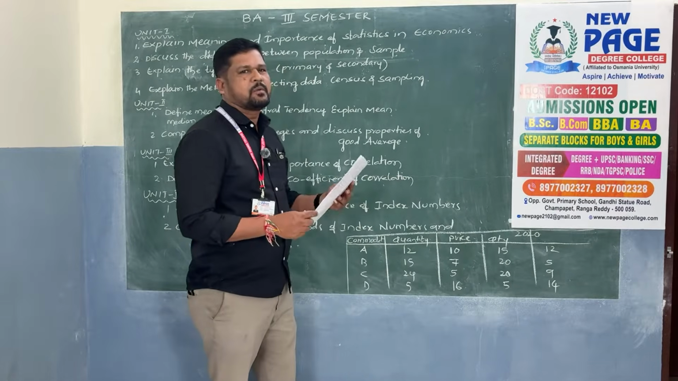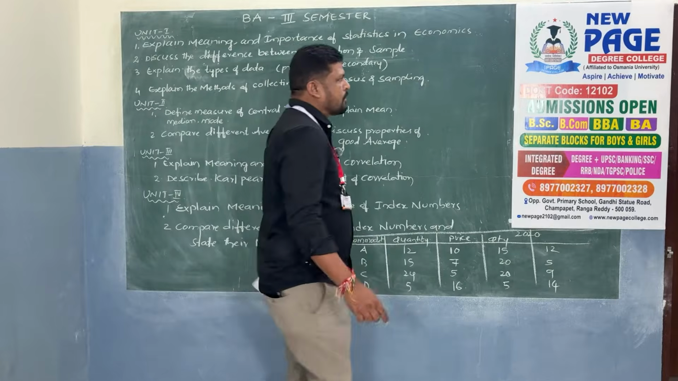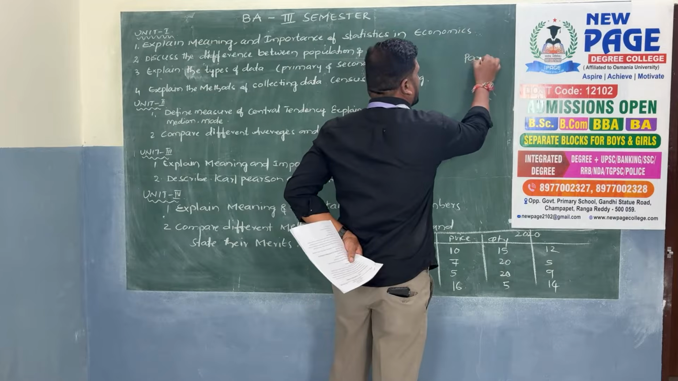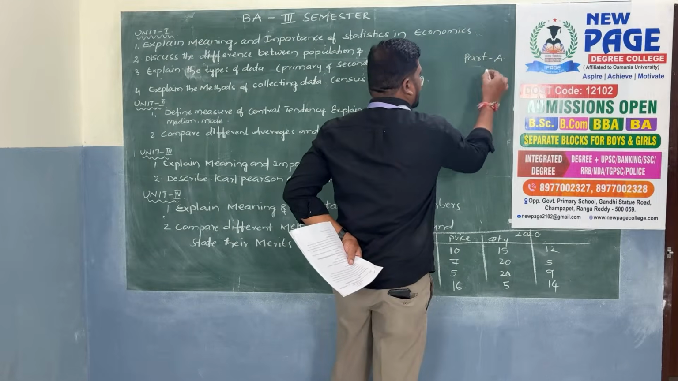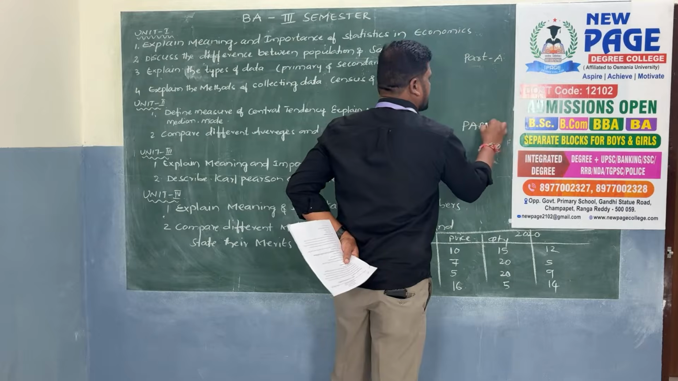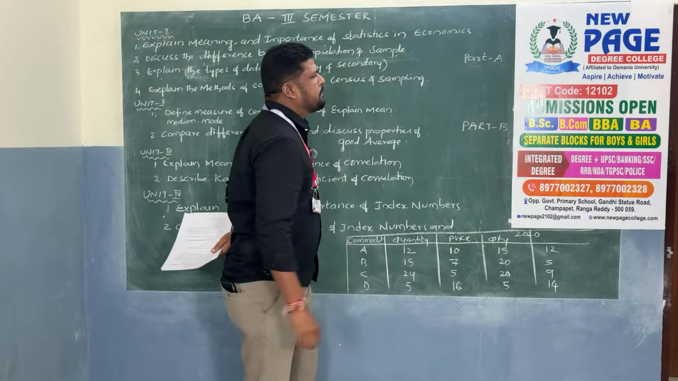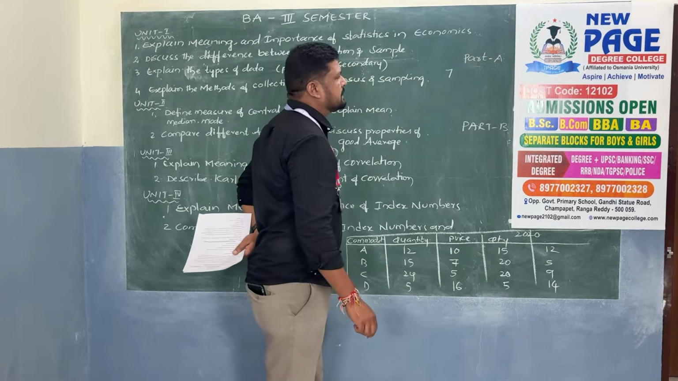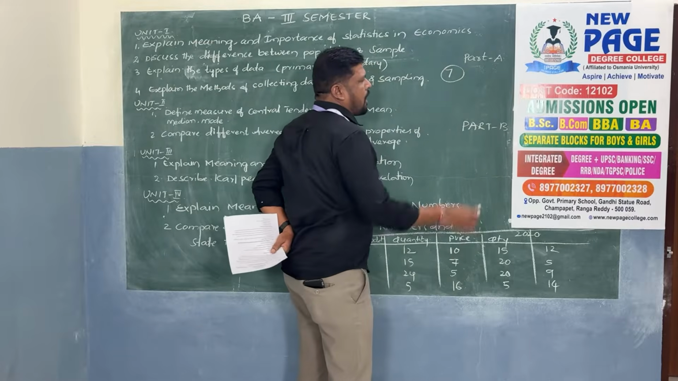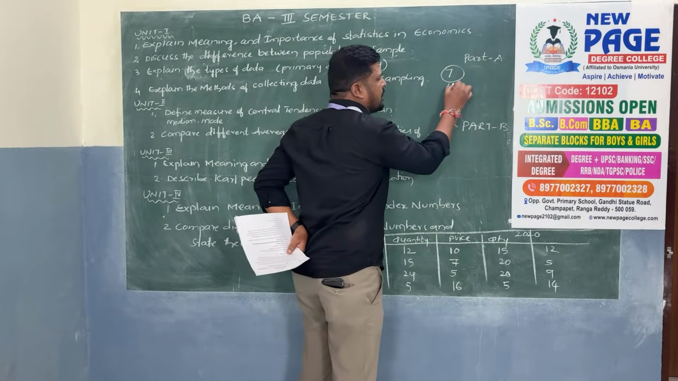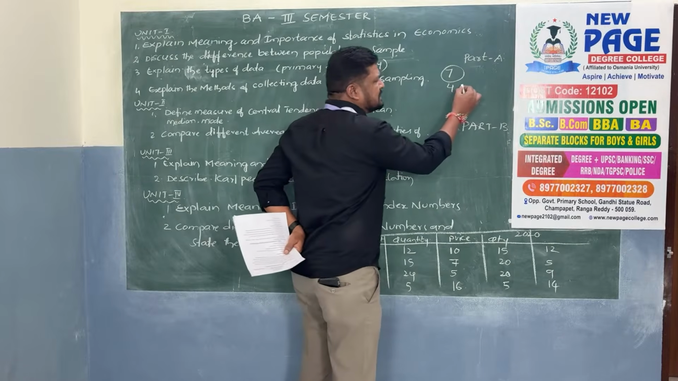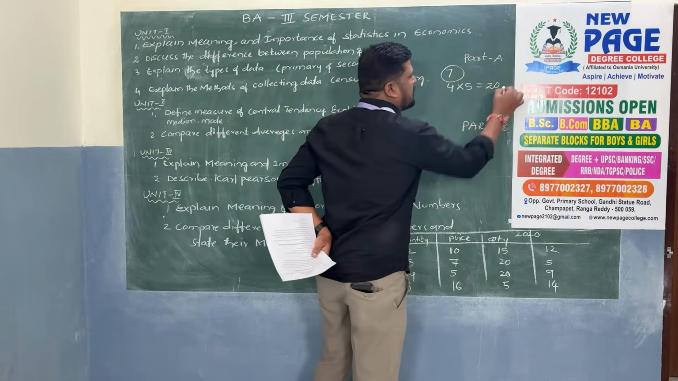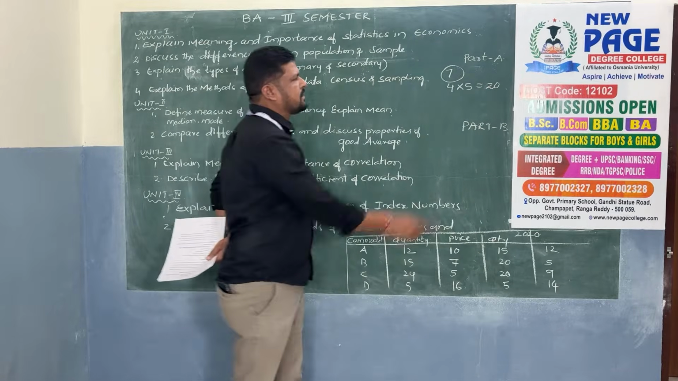we're going to discuss the question paper pattern. The question paper is divided into two parts, Part A and Part B. In Part A, 7 questions are given, and out of 7 questions, you must attempt 4 questions. Each question carries 5 marks. 4 into 5 marks, 20 marks in Part A.